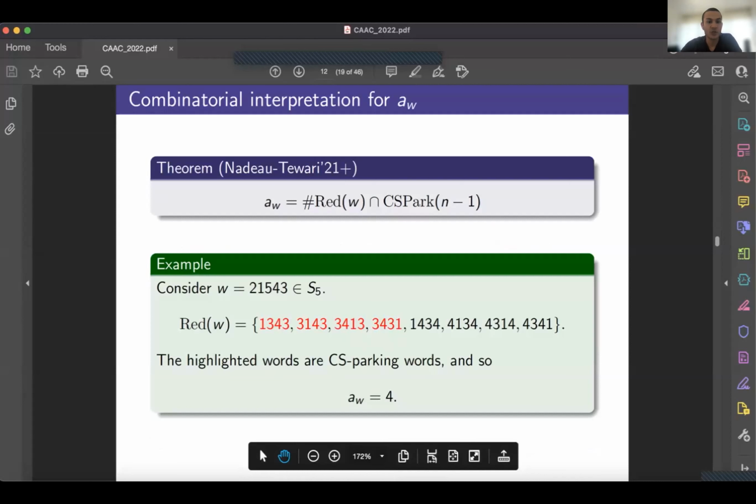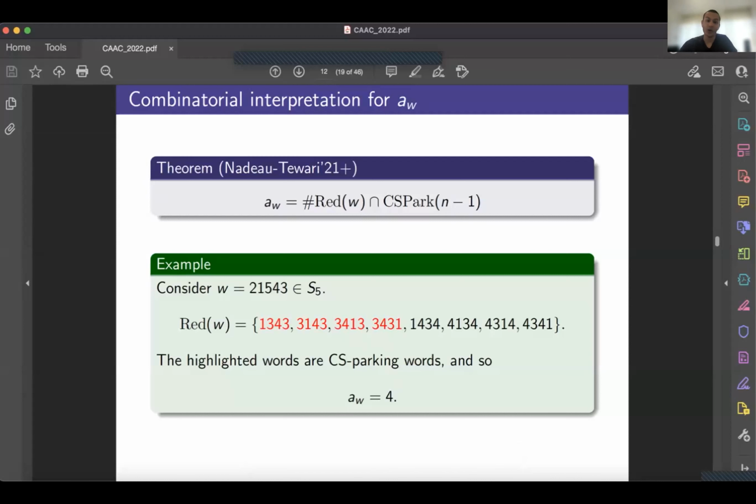Okay, so for my example, 21543, this has 4 inversions. Here are the 8 reduced words. 4 of them end up being parking words in the Coxeter-Sylvester sense, and hence A sub W is 4. Now this is something that's integral and non-negative, as opposed to positive and rational. Okay, and we need quasisymmetric polynomials to actually arrive at this result.